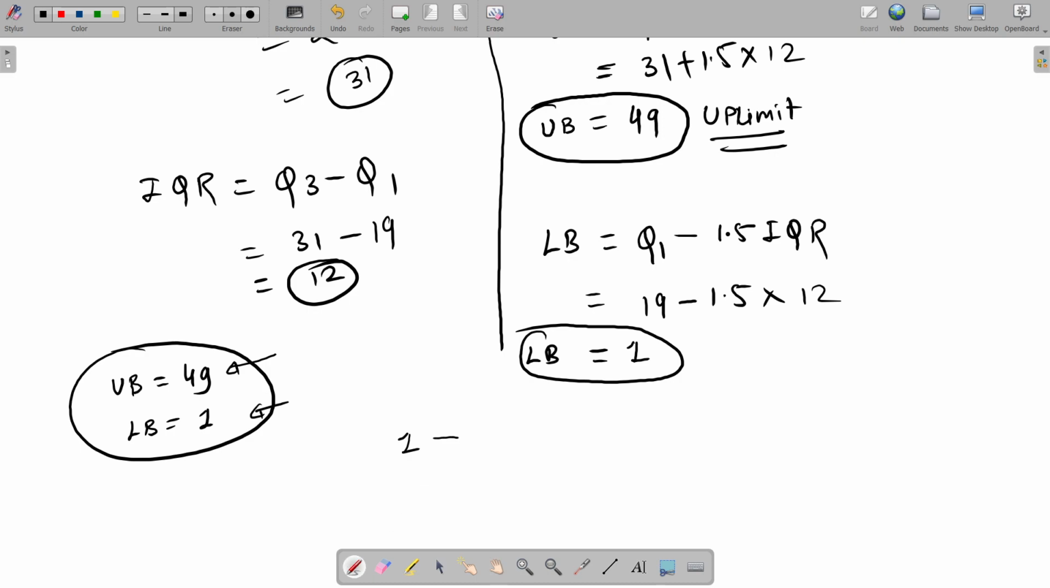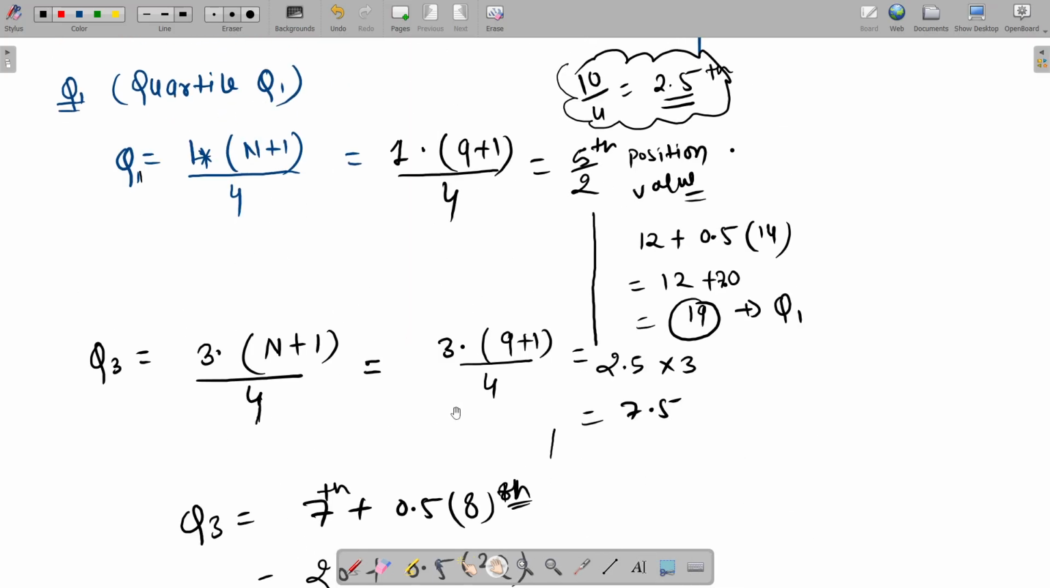Okay, so is there any value which is less than 1? Our answer is no. Then again we will ask another question: is there any value which is greater than 33? Oh sorry, I'm saying 49. Is there any value which is greater than 49? So we will compare and check in our given data points.